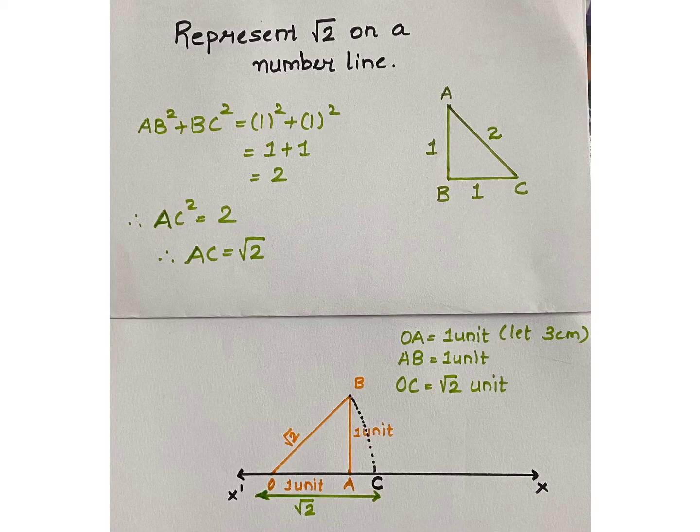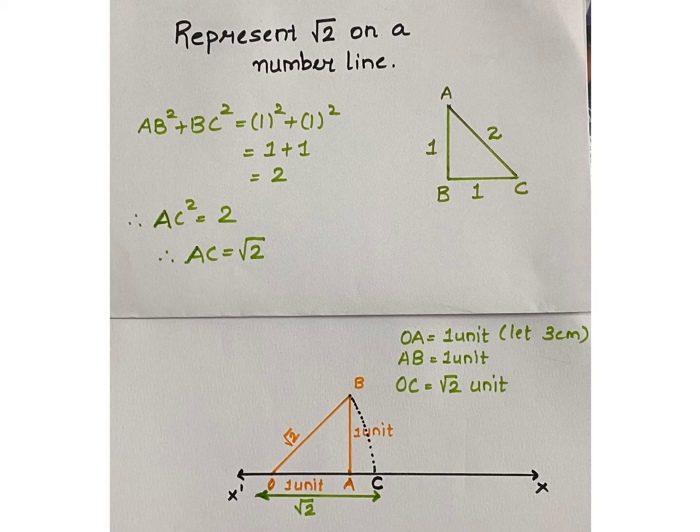We have taken AB as 1 and BC also 1. So 1 square plus 1 square is equal to 1 plus 1, which is equal to 2. So AC square is equal to 2 and AC is equal to root 2. Now we will see how to represent it on a number line.